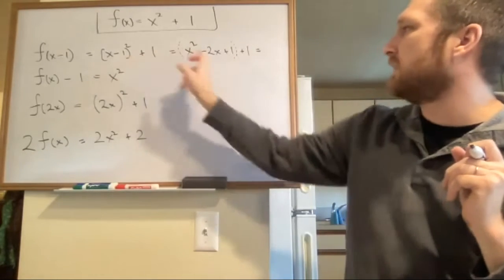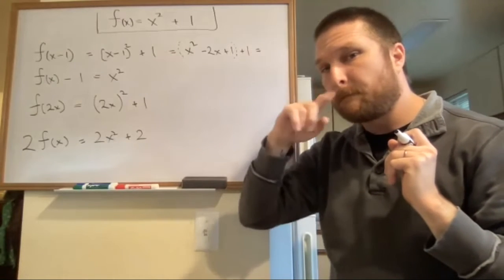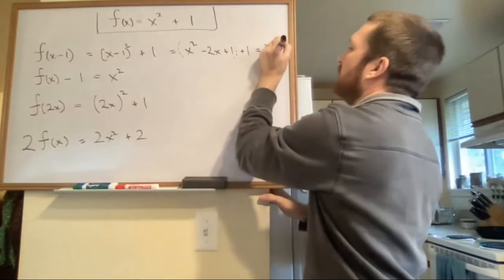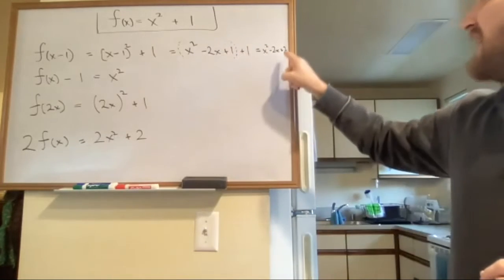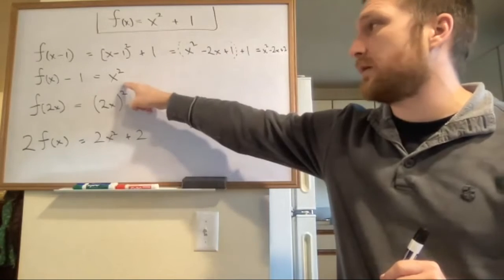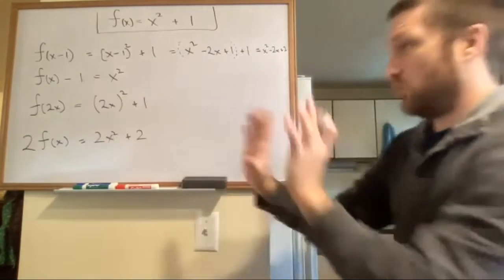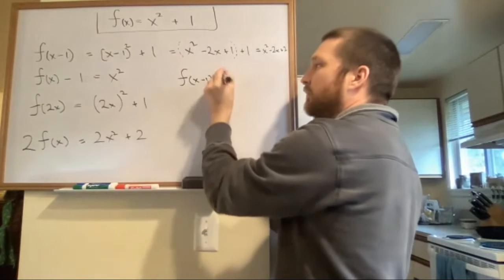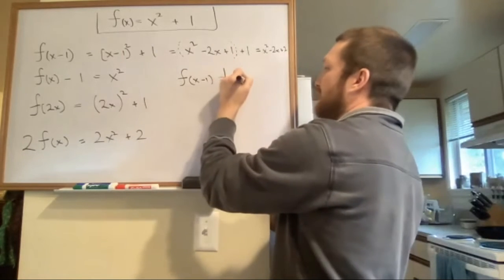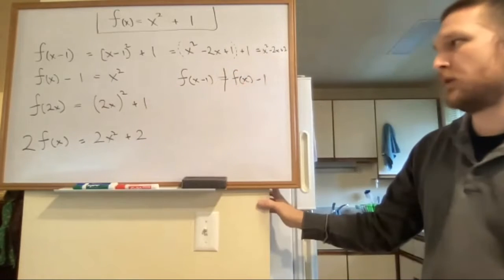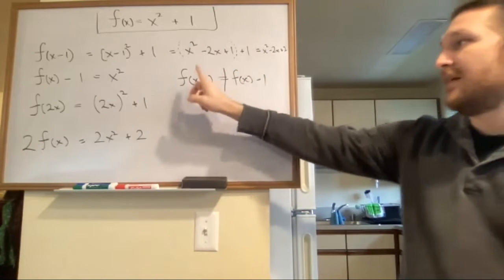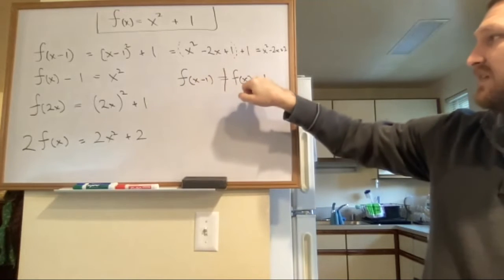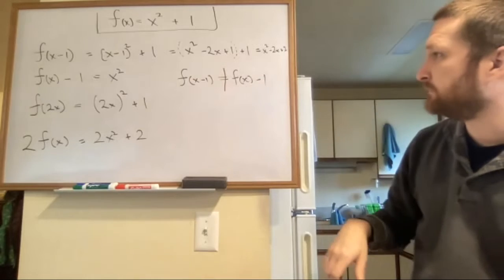So is that clear what I did? I just manipulated that. Yes. Okay. So then that is x squared minus 2x plus 2. And we can see that that is not the same thing as x squared. So the point is, subtracting from the input is not necessarily the same as subtracting from the output. So f of x minus 1, doing that on the inside first, is not the same as doing the function and then subtracting 1. Okay.